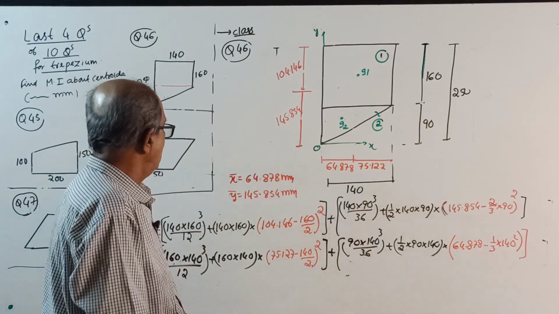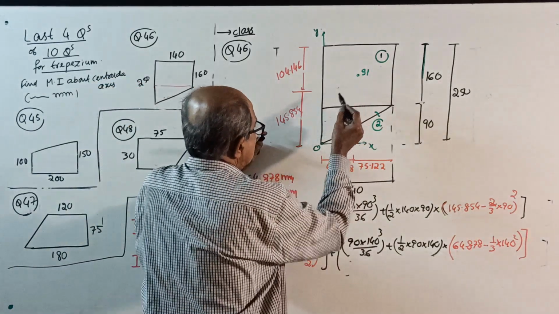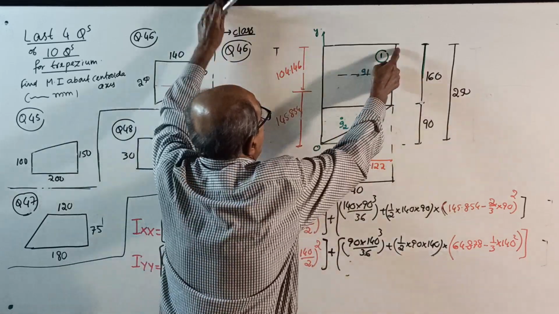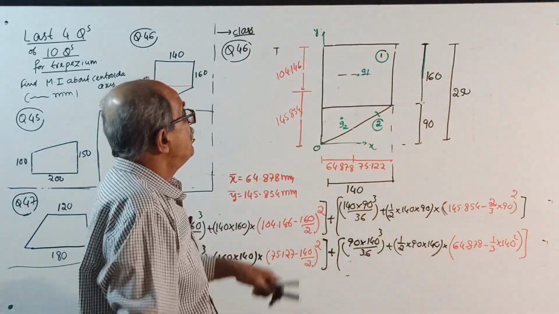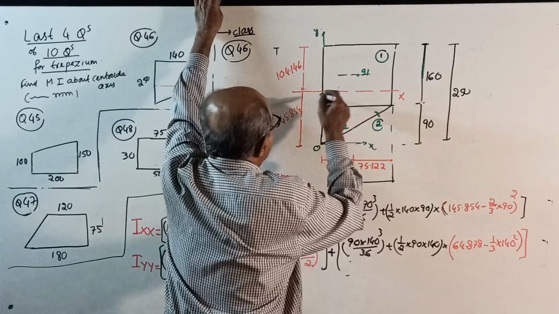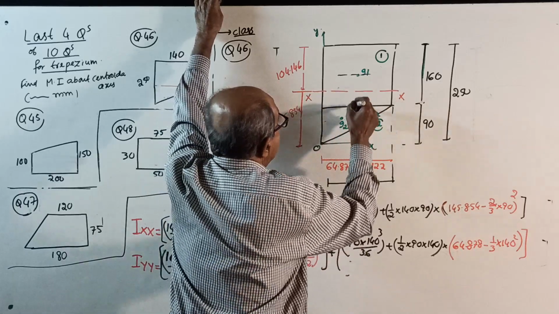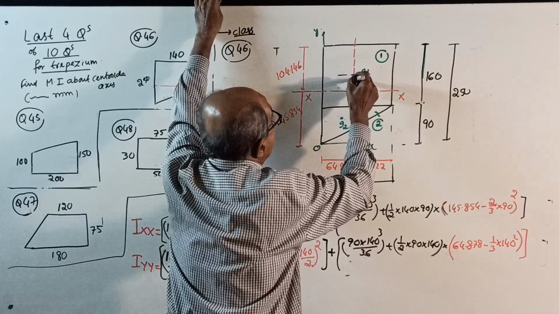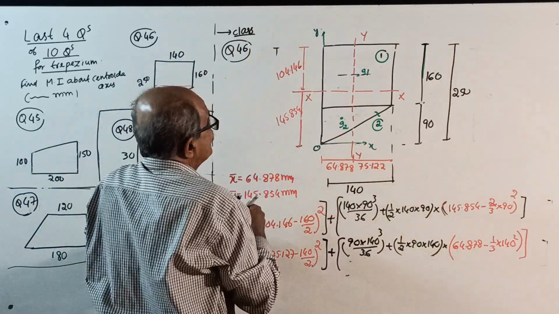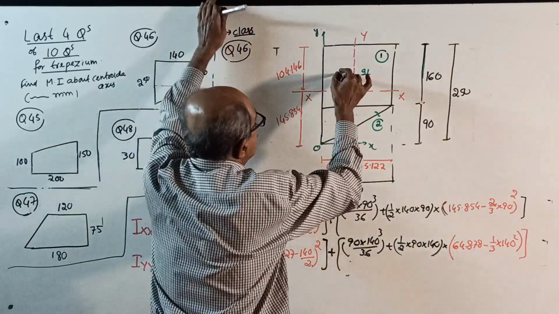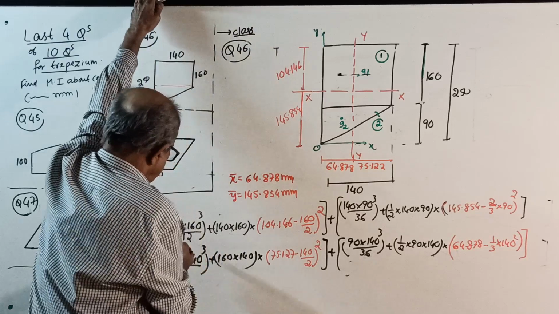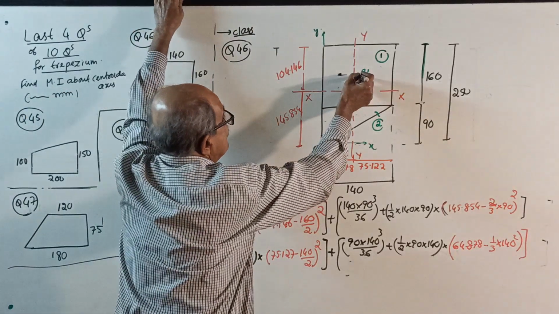Mark it correctly. Start. I about xx, first rectangle. I about its own axis. 140 into 160 cube by 12 plus the area into, I have not marked the axis here. See, mark the axis. Xx and yy. Yy comes where? Somewhere here. Start. I about xx. First about its own center of the axis, 140 into 160 cube by 12, plus the area into this distance square.